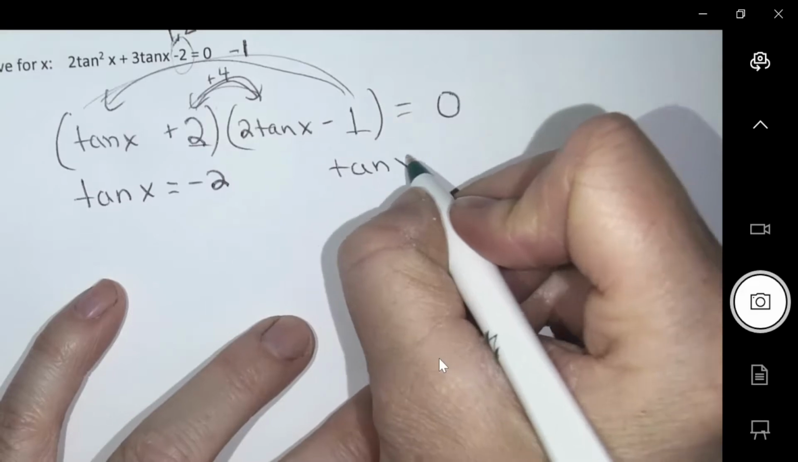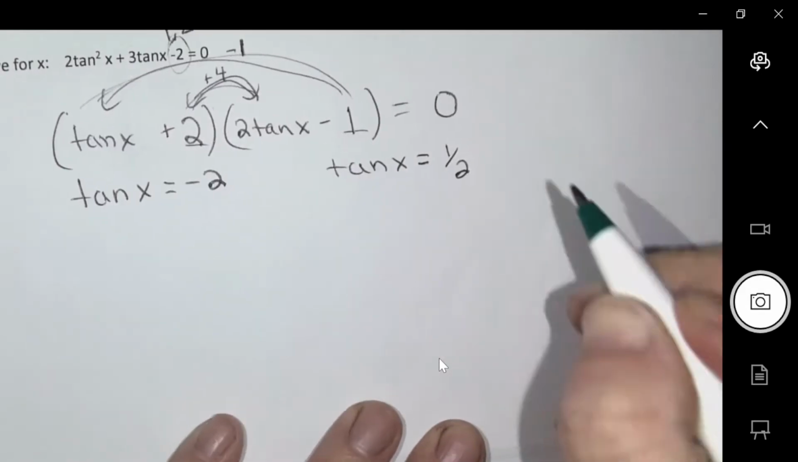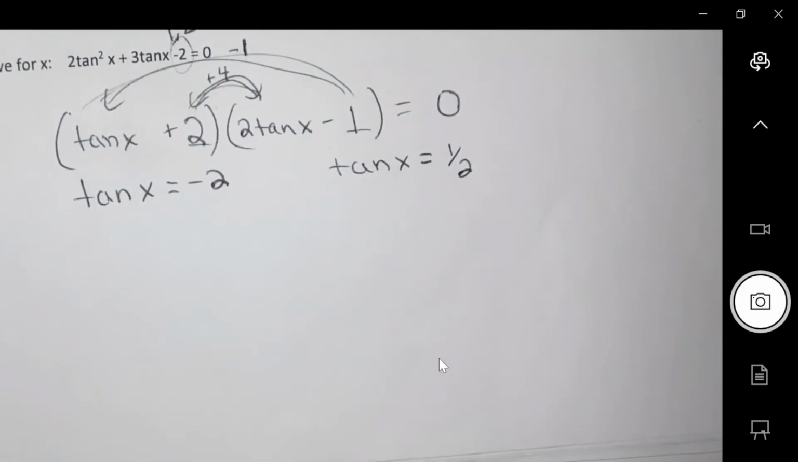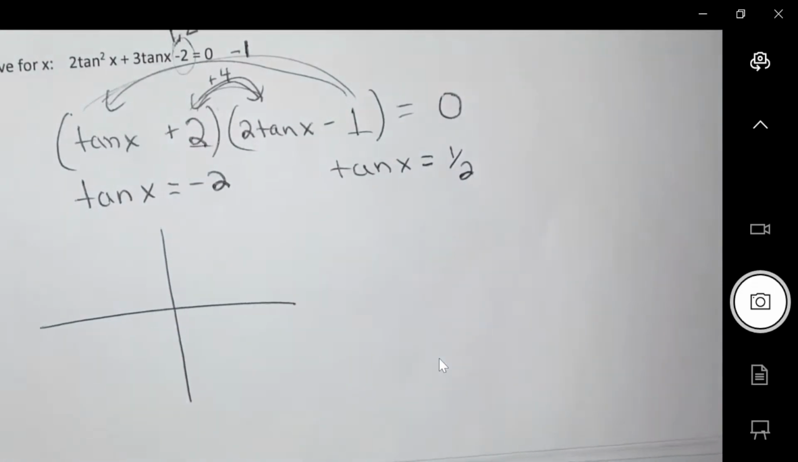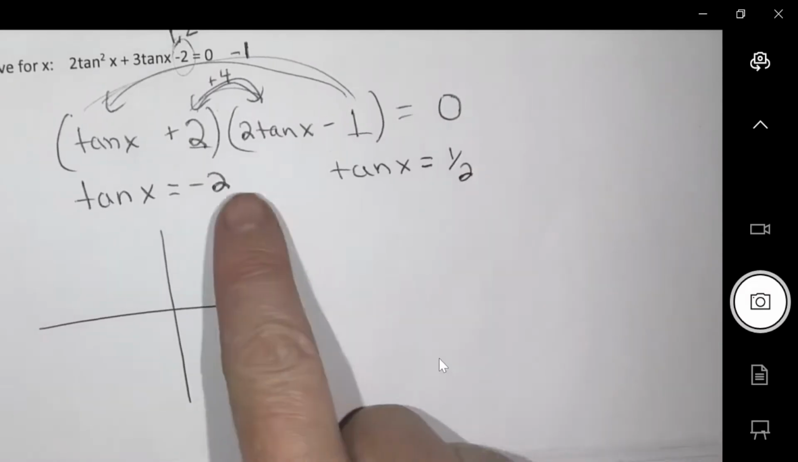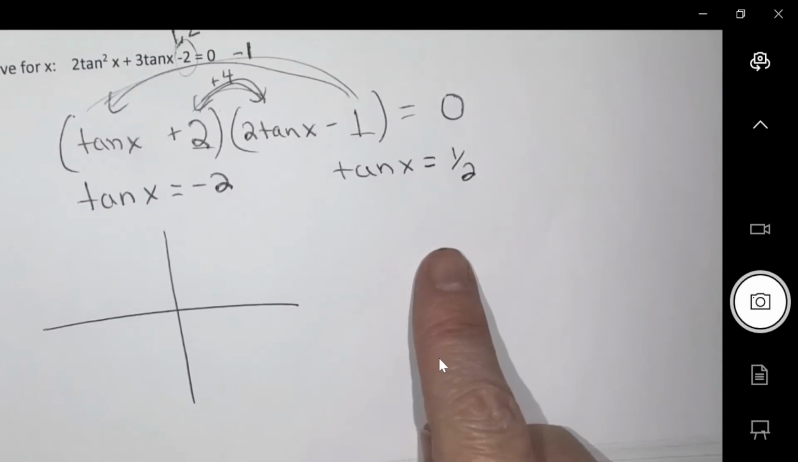And tan x equals, remember how to do this one? It's a fraction. 1/2. Okay, now, if you're going to do this exam question, you get 1 out of 6 points right now, so don't stop there. That's just figuring out what I call the trig value. That's all I've done. I need to get what the angle x is.